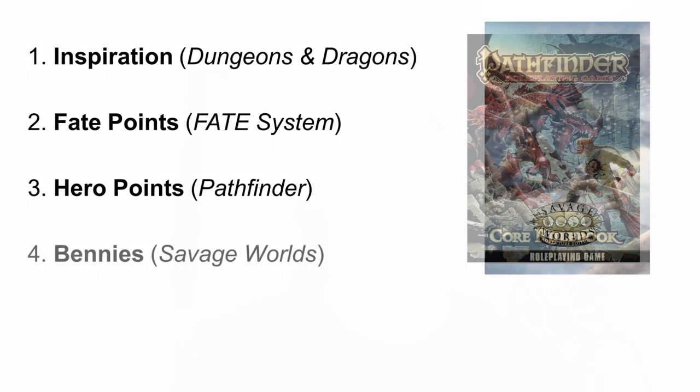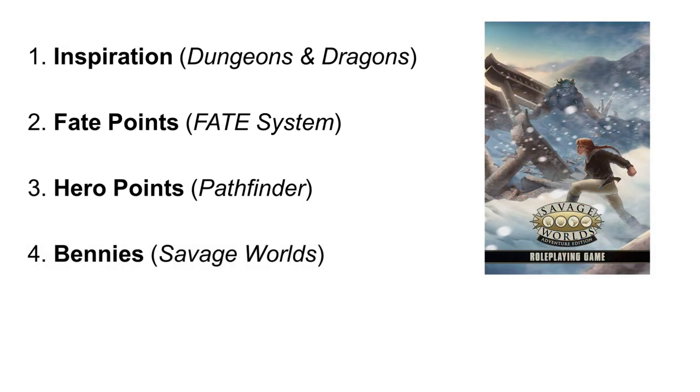In Savage Worlds, there are bennies, which are short for benefits. These can be used to re-roll dice. They can soak damage or influence the story. And players earn bennies through role-playing, again through completing objectives, or through entertaining the group.